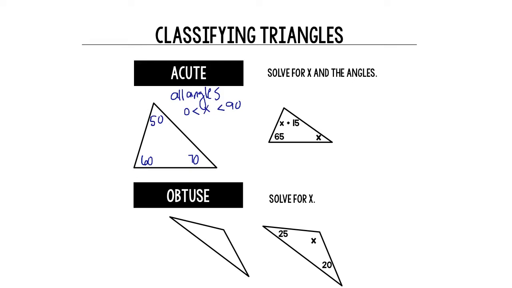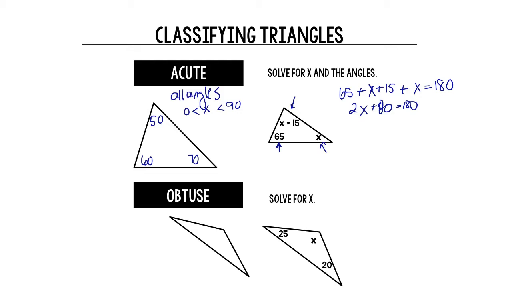If we want to solve for x and find the angles, we need to remember that when we add all of the angles of a triangle up, we get 180. So we can add up 65 plus x plus 15 plus x, and we know it has to equal 180. So we can combine like terms. x plus x is 2x. And then we can combine 65 and 15 and get 80. And that equals 180.